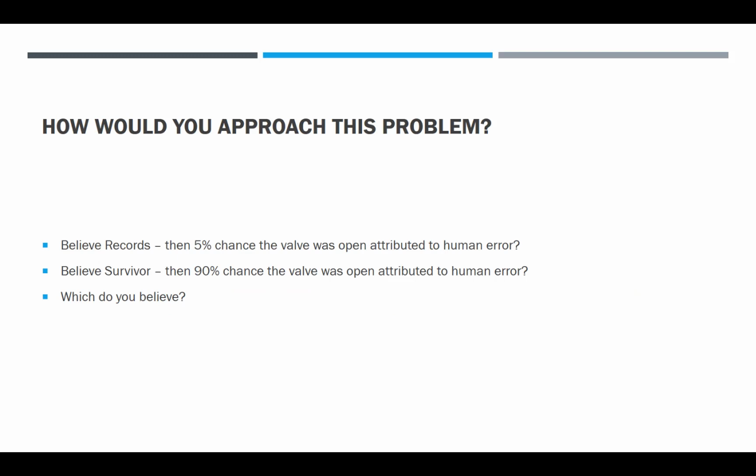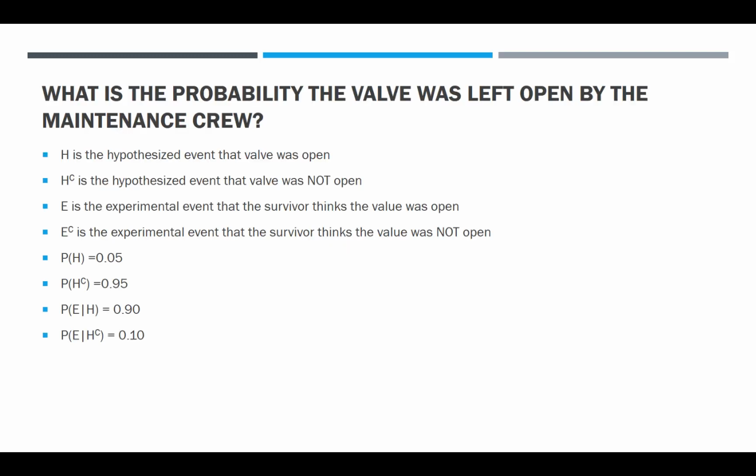If you just believe the records, then there's a 5% chance the valve was open, and possibly attributed to human error. Alternatively, you can believe the survivor, and then there's a 90% chance the valve was open and attributed to human error. So do you believe the records, or do you believe the survivor? Which do you believe? And this is exactly where Bayes shines.